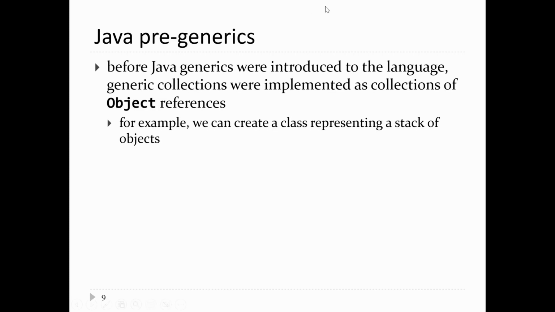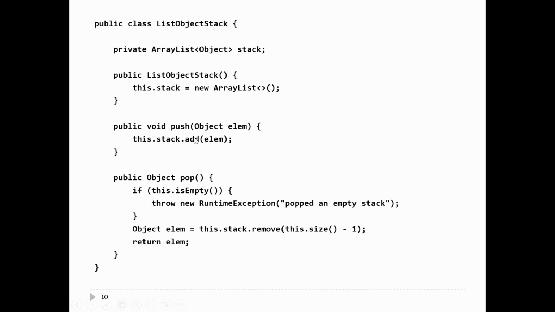Before they introduced generics into the language, people realized that this was a problem, and so they came up with a solution. The solution in Java is, instead of making a stack of strings or a stack of ints or a stack of dates, you just make a stack of object, because object can hold a reference to any type. How do you do that? If you use a list, it's easy. You just make an array list of object.